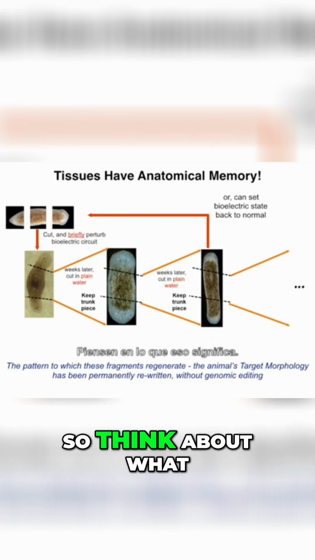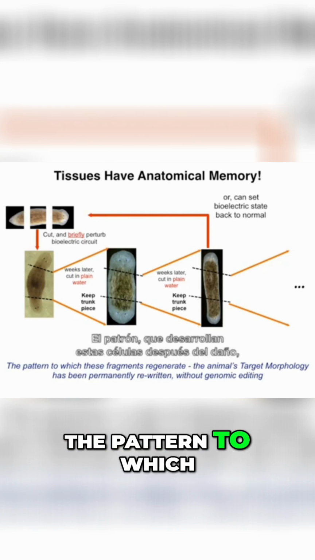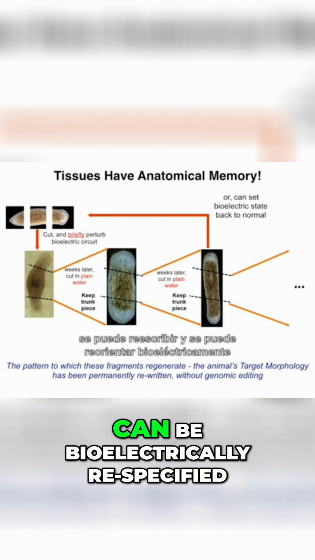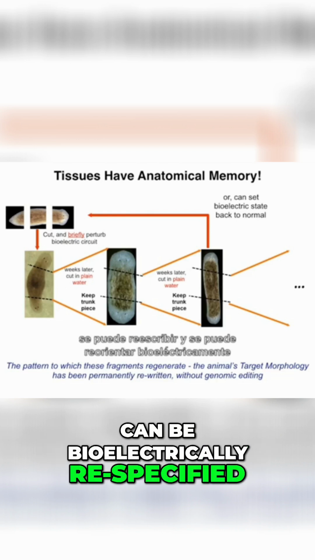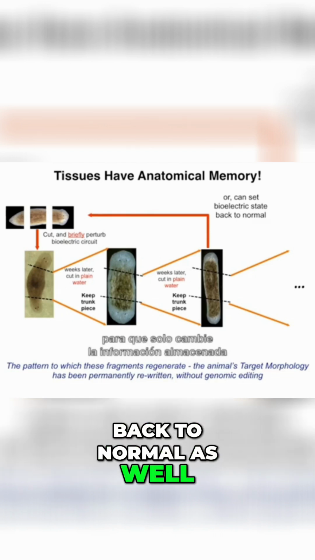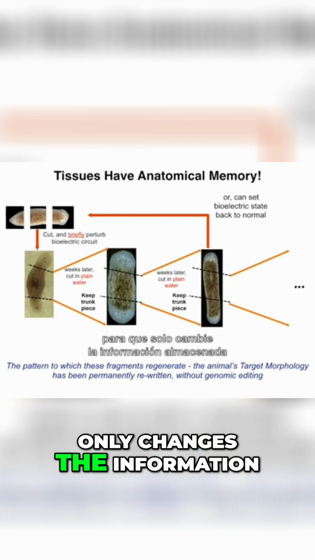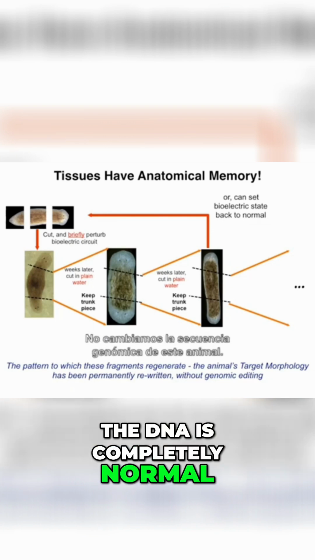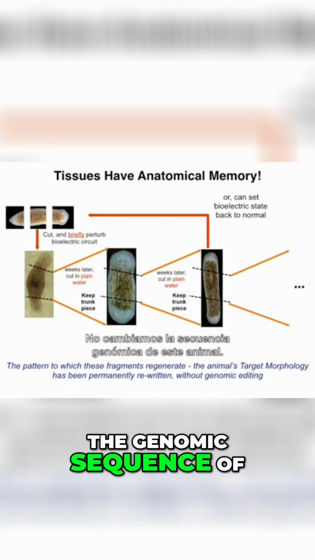So think about what this means. The pattern to which these cells build after damage can be rewritten, can be bioelectrically re-specified towards 2 heads, and in fact now we can set it back to normal as well, in a way that only changes the information stored in this electrical circuit. The DNA is completely normal. We have not changed the genomic sequence of this animal.